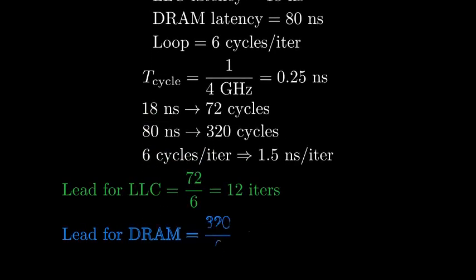To hide a latency completely, a prefetch must arrive at least that many cycles before first use. Converting to loop iterations, last level cache needs 72 cycles, which is 12 iterations ahead. DRAM needs 320 cycles, which is 53.3 iterations, so we round up to 54 iterations to guarantee coverage.